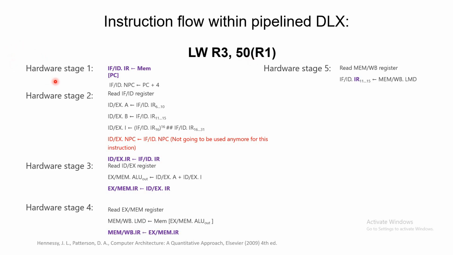What will the first stage do? Hardware stage 1, which is nothing but fetching. It will read from the external memory to fetch the opcode, and the address of that memory will be given by the program counter. The opcode from the memory location whose address is given by the PC will be loaded to the instruction register, and that will be stored into the IF/ID register latches.